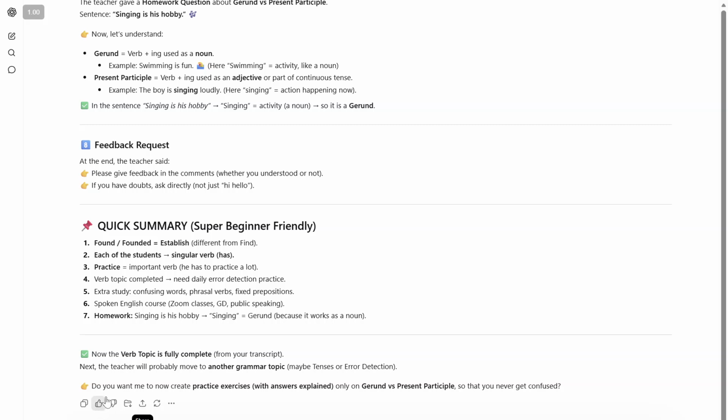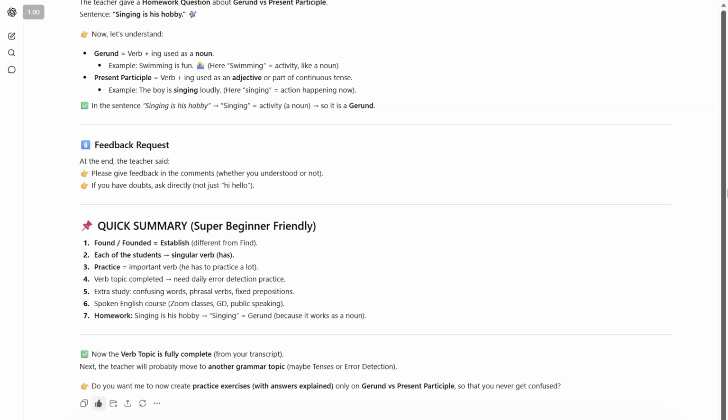Quick summary, super beginner friendly. 1. Found, founded equals establish, different from find. 2. Each of the students, singular verb has. 3. Practice equals important verb, he has to practice a lot. 4. Verb topic completed, need daily error detection practice. 5. Extra study, confusing words, phrasal verbs, fixed prepositions. 6. Spoken English course, Zoom classes, GD, public speaking. 7. Homework, singing is his hobby, singing equals gerund, because it works as a noun.